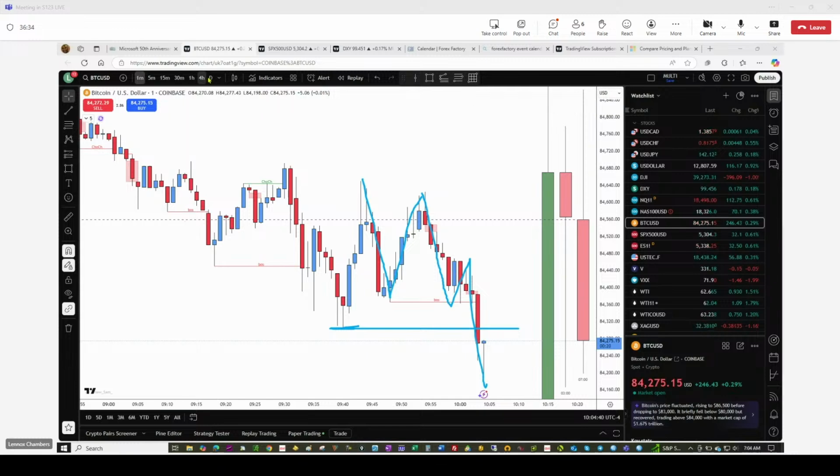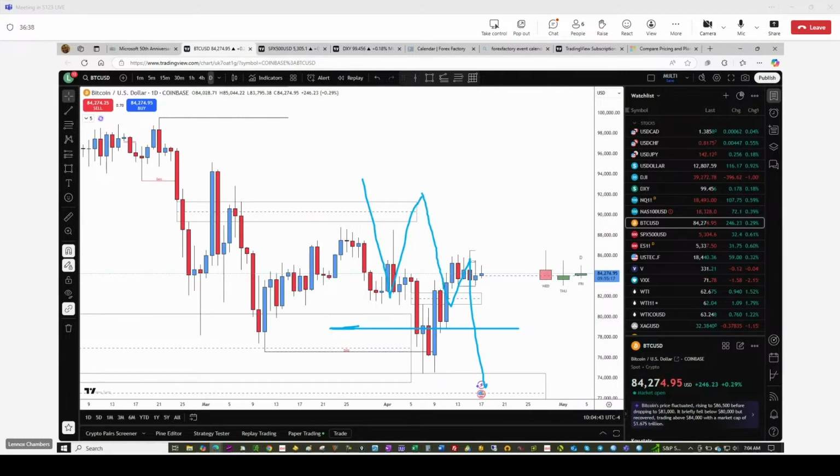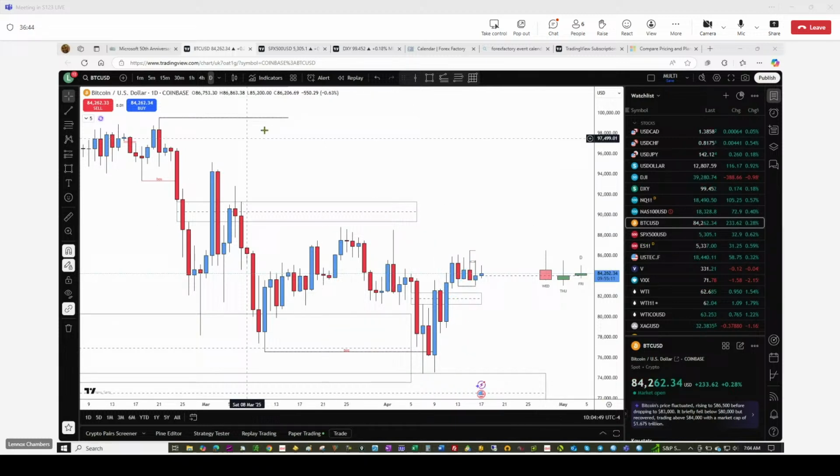So let's take a look at Bitcoin from the daily standpoint, see where we're at with Bitcoin. Okay, so Bitcoin is again similar to the NAS. I need to go to the weekly because I can't really see.